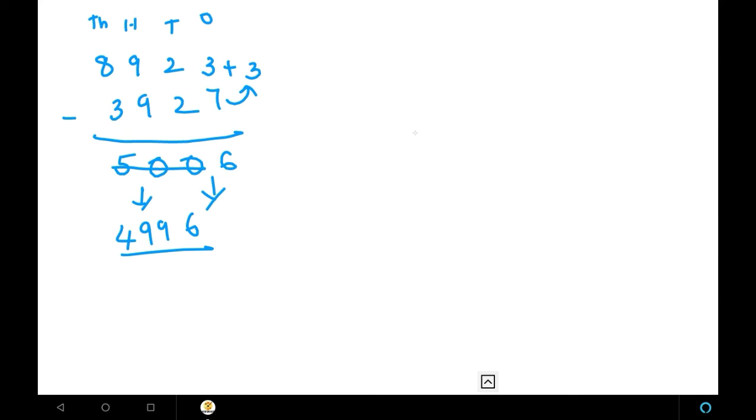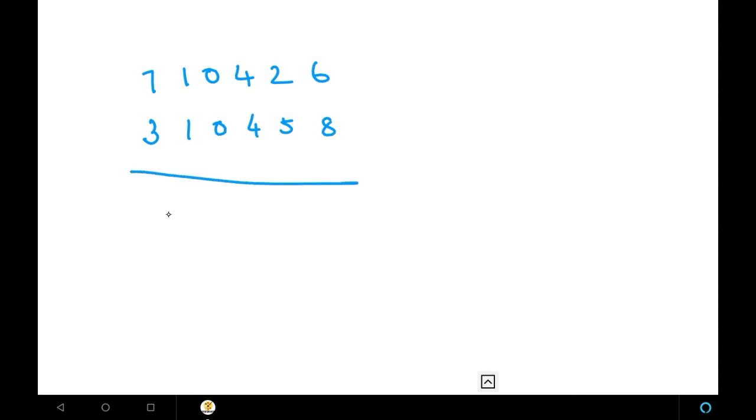Let me show you another example. Special case: how to calculate 710426 minus 310458. How to calculate this particular number? First, we have to find the complement of the units place, because we can't subtract 6 minus 8. The complement of 8 is 2.